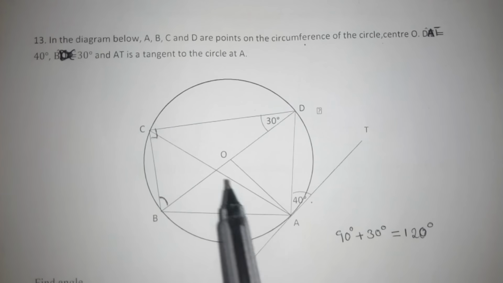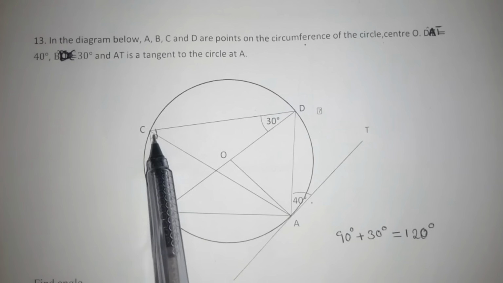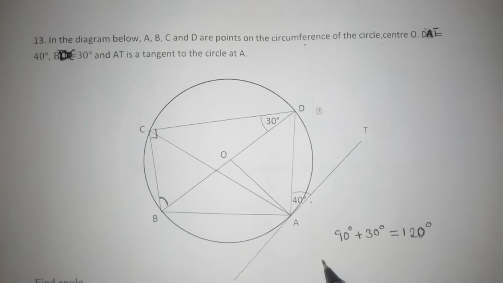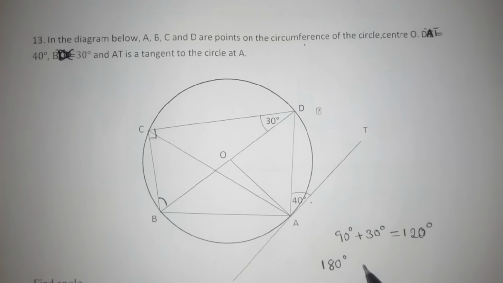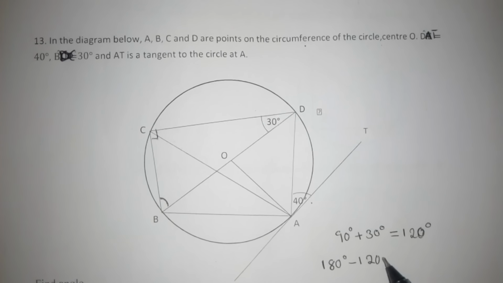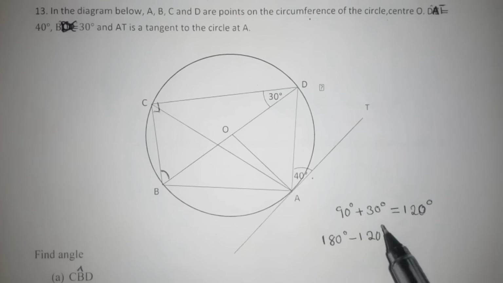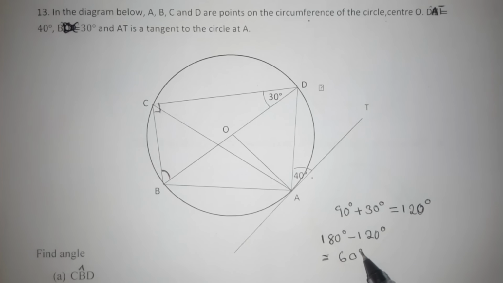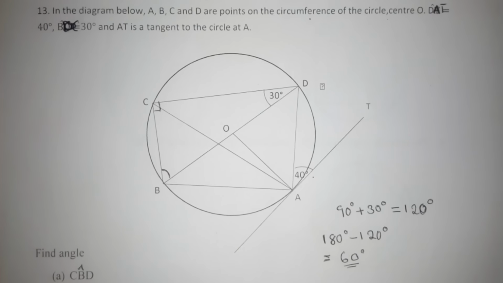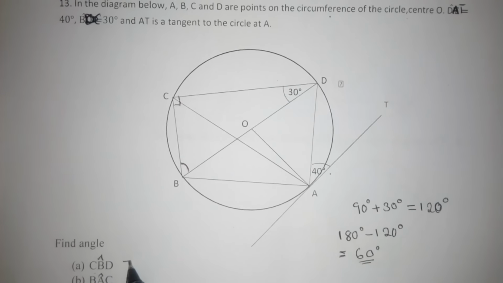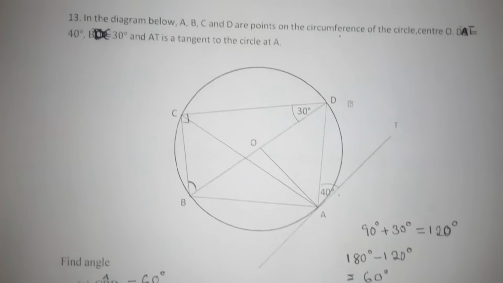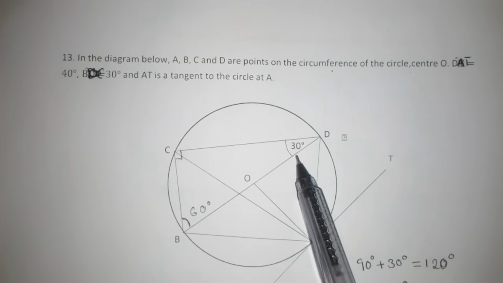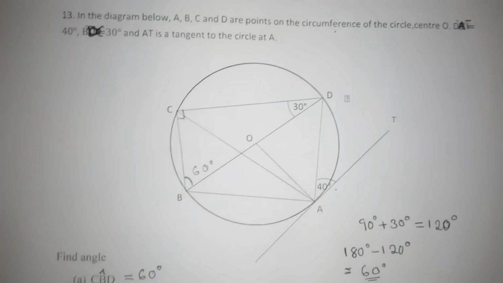So we know that all the angles, when we add them inside the triangle, this plus this angle plus this, they're supposed to give us 180. So we say 180 degrees minus 120 degrees, and this will give us 60 degrees, meaning the angle here is 60 degrees. This angle is 60 degrees, such that when we say 60 plus 30 plus 90, it will give us 180 degrees.